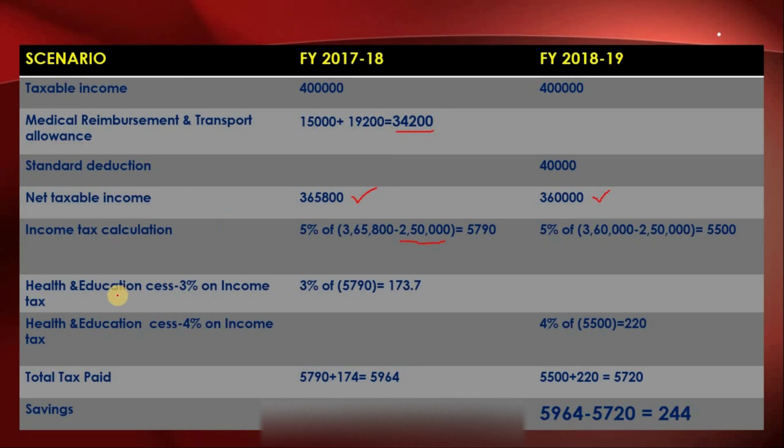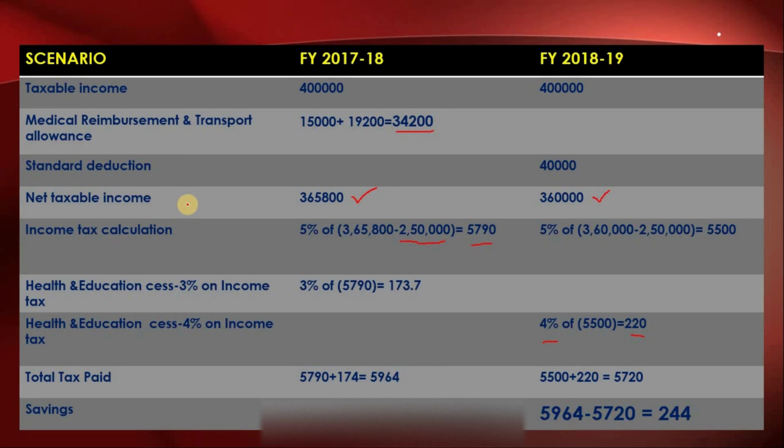Previously, until last year, there used to be health and educational cess of 3% on income tax. So here 3% of this value, 3% of 5,790, is 173.7. This year the health and education cess increased to 4% on income tax. So it will be 4% of this value which we got, 5,500, which is 220.